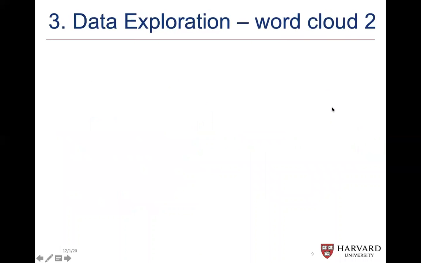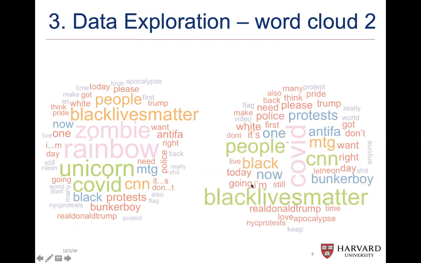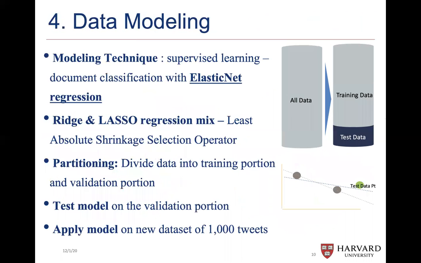We used a different color palette here so that we can see perhaps other interesting highlights. Again, the top three words, we take them out. We got items such as Black Lives Matter appearing quite prominently, CNN, people, Trump, Antifa. So it's very interesting, and we can look at this and try to find words that stand out to us.